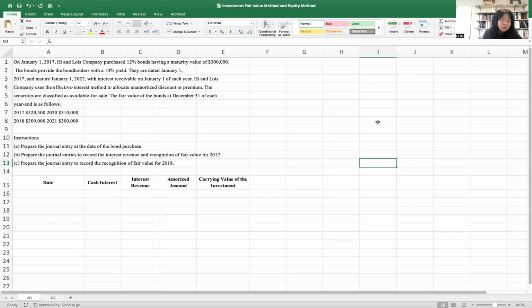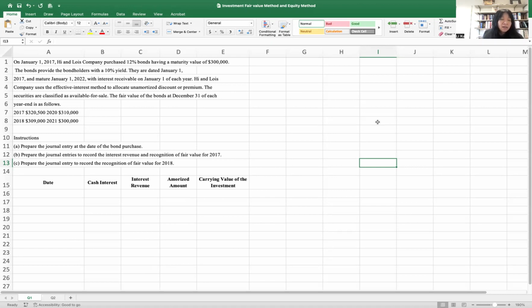Remember, if you use held to maturity, then you do not use the fair value method. If you're going to use the fair value method for the end of year adjustment, it must be available for sale or trading. The difference between available for sale and trading is where you put the unrealized gains and losses. For available for sale, it will be dash equity, which means this goes to other comprehensive income. For trading, it's going to be dash income, which means these unrealized gains and losses will show up on the income statement.